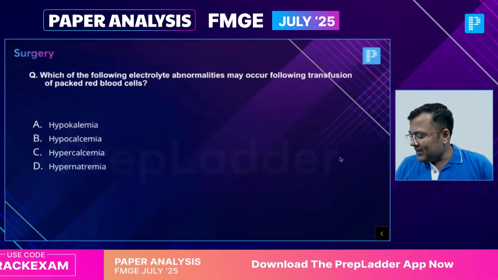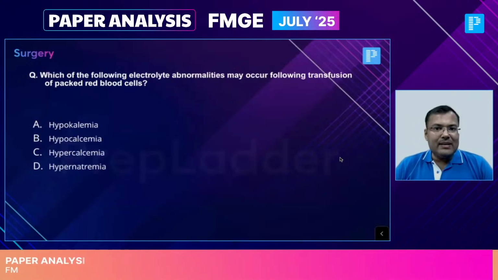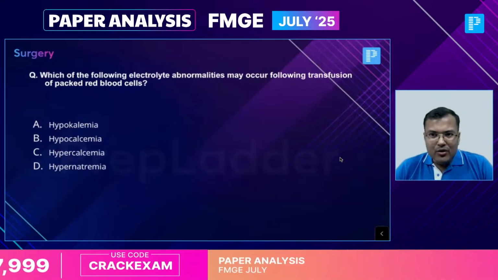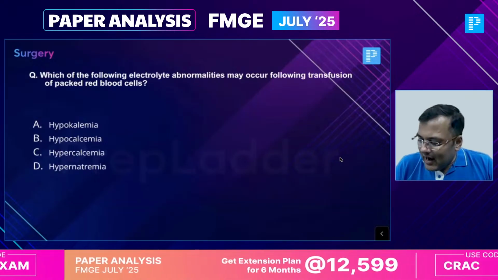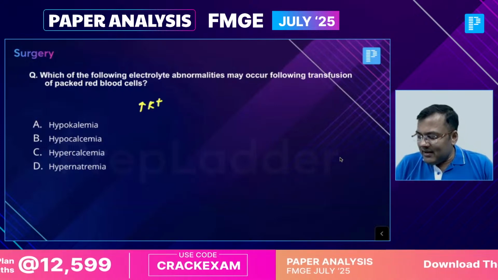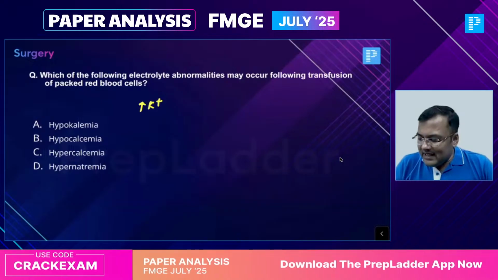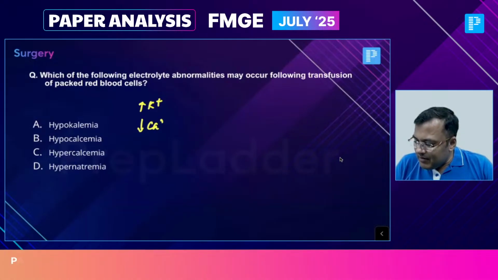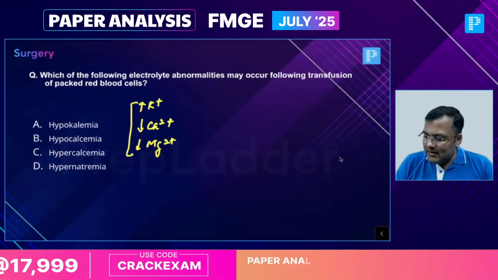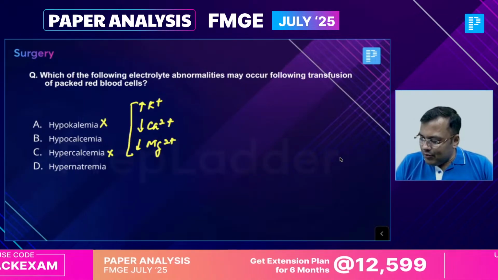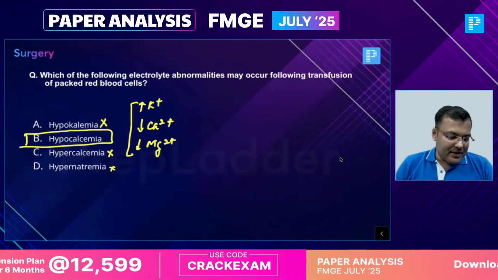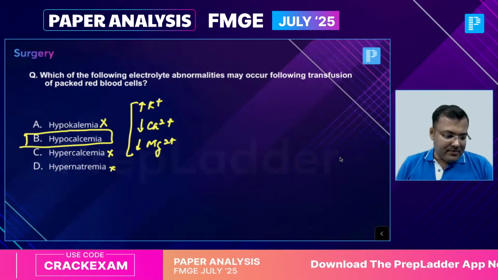Next, which of the following electrolyte abnormalities may occur following transfusion of packed RBCs? In packed RBCs, since RBCs can be damaged, there will be hyperkalemia. These patients also have hypocalcemia because of the chelating agent, so calcium will be low. There is also hypomagnesemia. Clear, guys? So what is the correct answer? Hyperkalemia, hypocalcemia. The correct answer is option B. So everybody is correct. Option B.